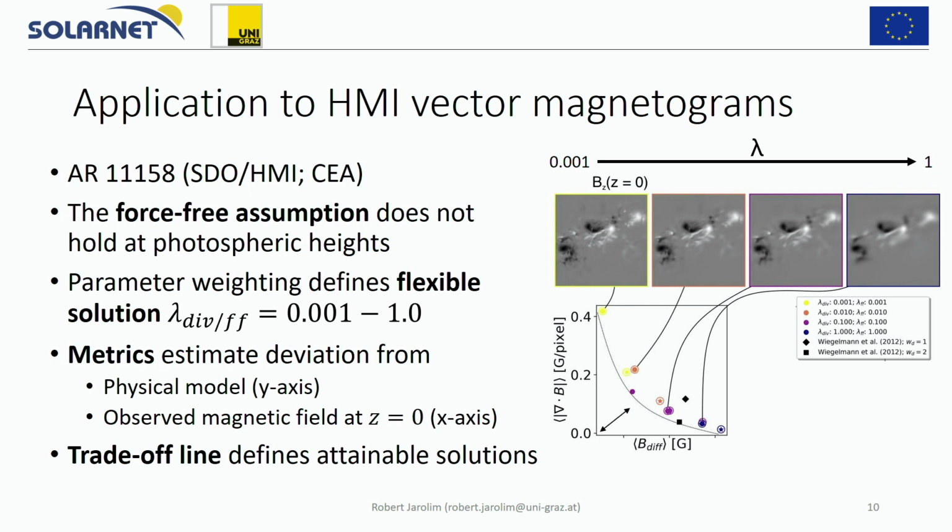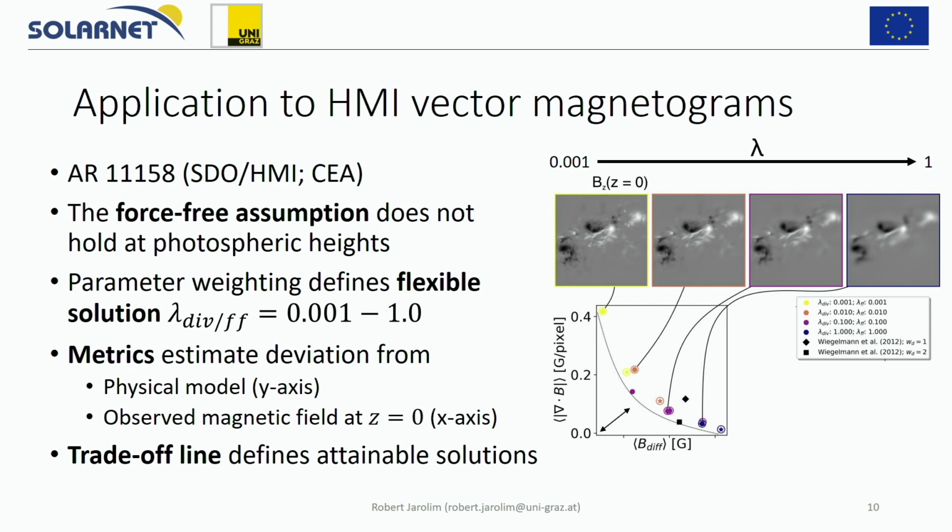So when we start with a small lambda, we are basically neglecting the physical condition, emphasizing the boundary condition, so that the field that we get in the end is very close to the actual boundary condition. But when we increase the importance of the physical model, we can see that the magnetic field becomes smoothed out to become more force-free, that we have a better solution of our force-free assumption.